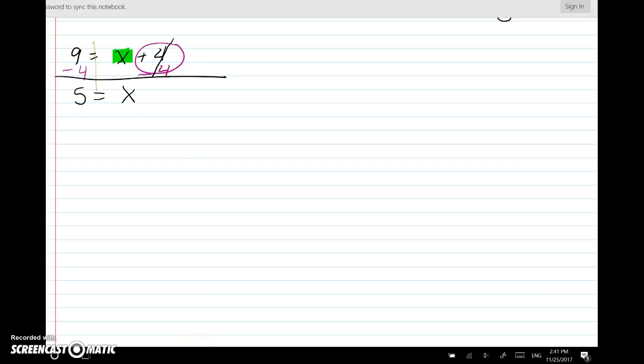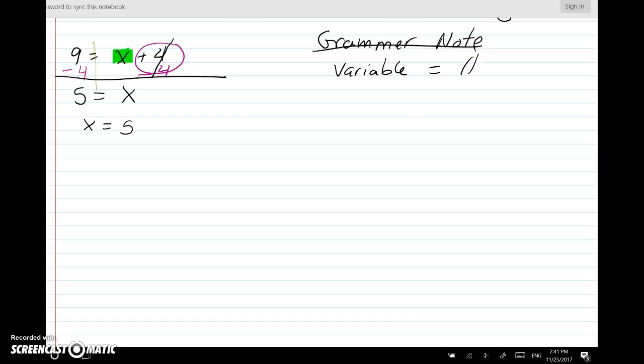And we're just going to flip that around so it looks prettier. X equals 5. Yes, the proper way, as we spoke about with math grammar in the past, is to have variable equals number. This is just, it looks neater, it looks prettier, and makes more people happy. So go ahead and switch it. You don't have to, but like I said, makes people happy.